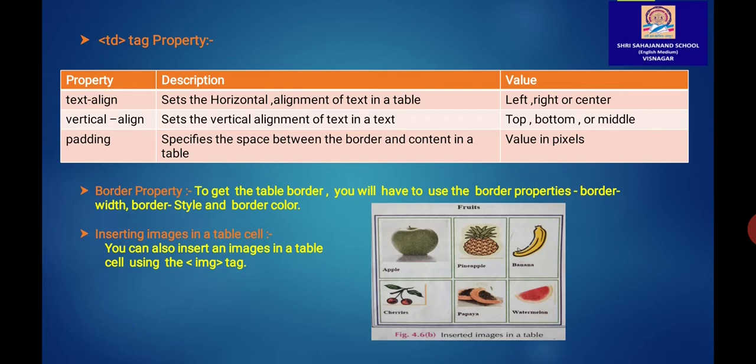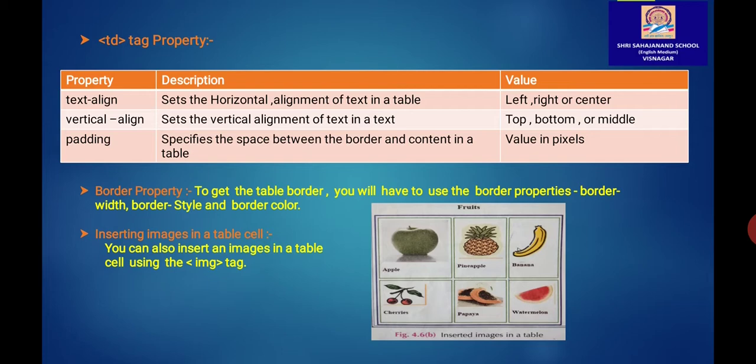So the first property is text-align. It sets the horizontal alignment of text in a table. Its values are left, right, and center. The second one is vertical-align. It sets the vertical alignment of text in a table. There are 3 values of vertical alignment: top, bottom, and middle.